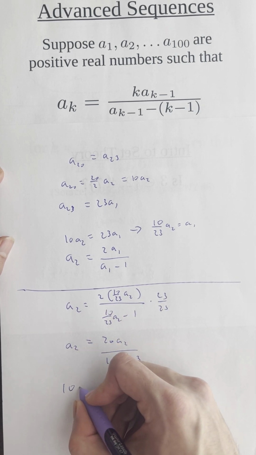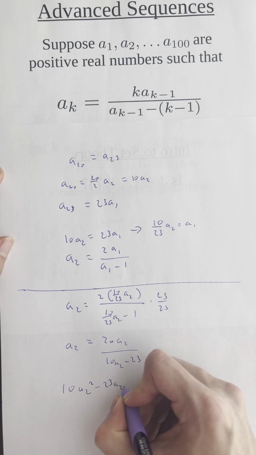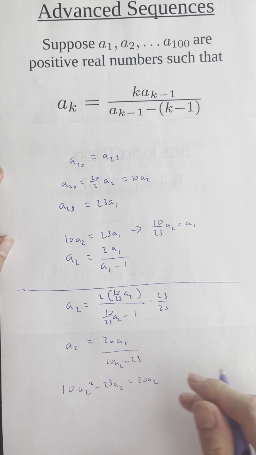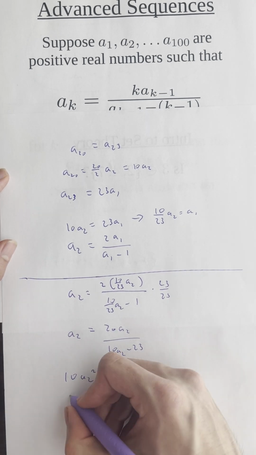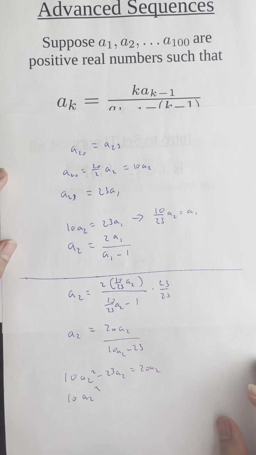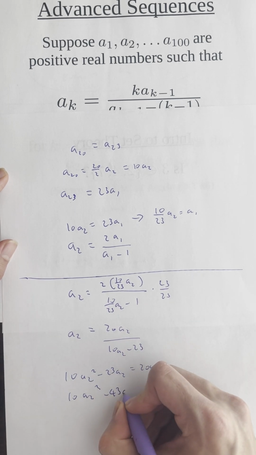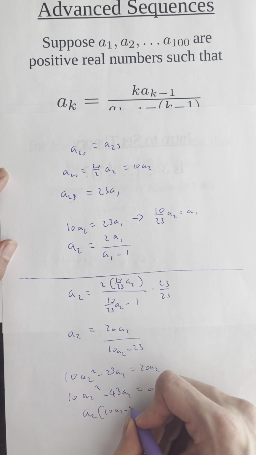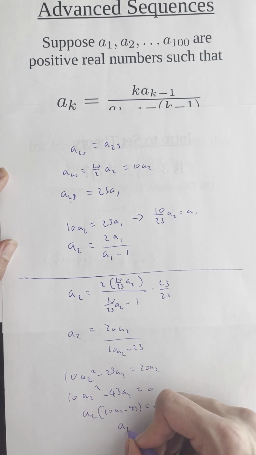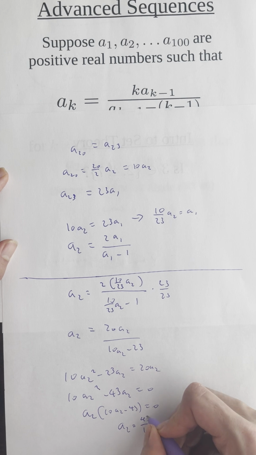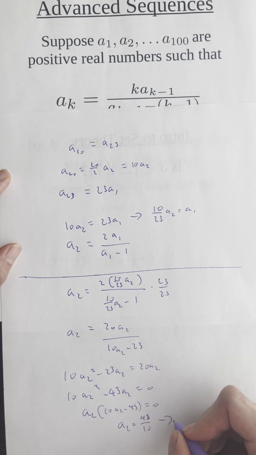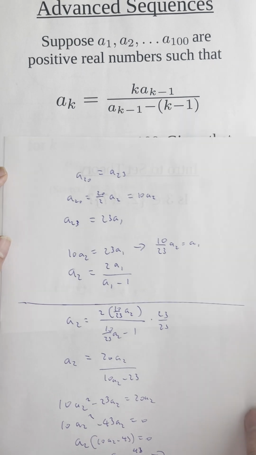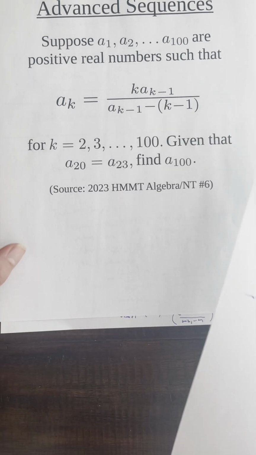Okay, so 10a2 squared minus 23a2 is equal to 20a2. Let's be careful here though. 10a2 squared minus 43a2 is equal to 0. a2 times (10a2 minus 43) equals 0. a2 is equal to 43 over 10. So a100 is how much, if a2 is 43 over 10?